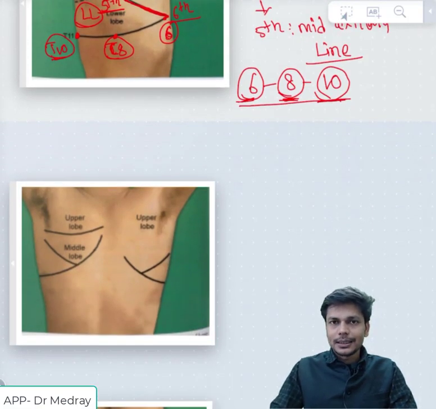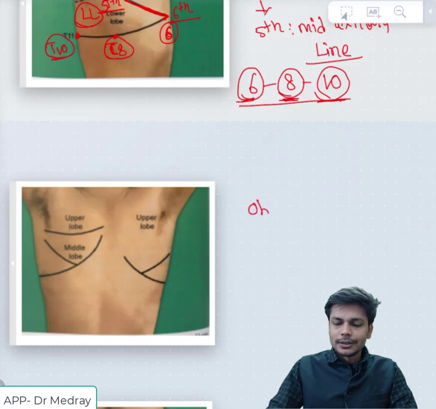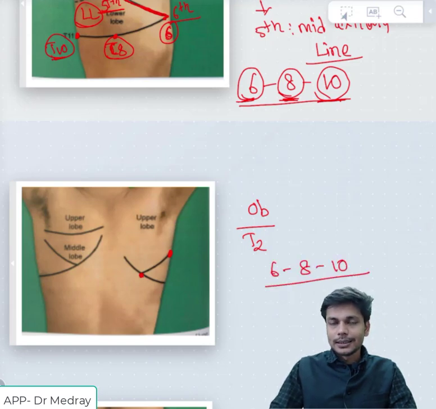Same, the left side of the lung only has the oblique fissure, which will start from the T2 vertebra and reach the mid-axillary line at the 5th rib and anteriorly at the 6th rib. And same, the lower border of the lung will follow 6, 8, and 10, as it only has the oblique fissure.